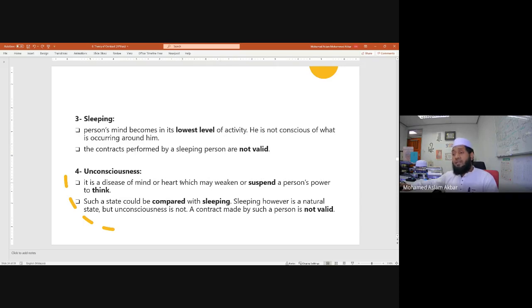Also, the next one is unconsciousness. This is a disease of the mind or heart which may weaken or suspend a person's power to think. Such a state could be compared with sleeping. Unconsciousness means sometimes you have a medicine and it makes you unconscious. It happens in hospitals, when they use anesthetic medicines and so on. Sleeping, however, is a natural state, but unconsciousness is not. A contract made by such a person is not valid.